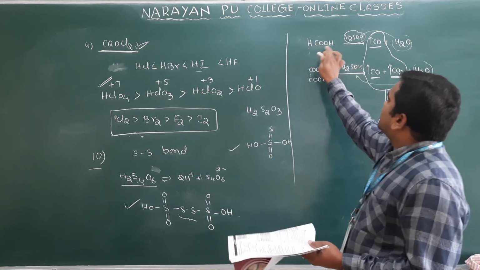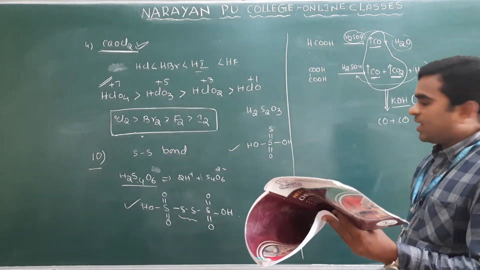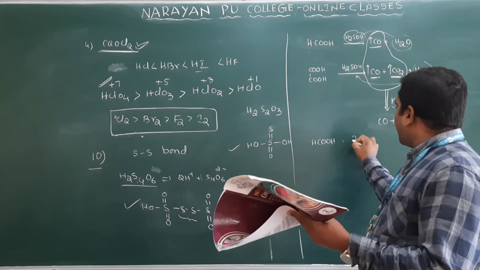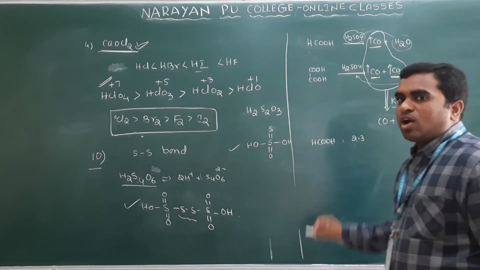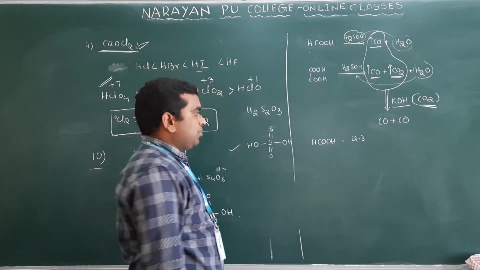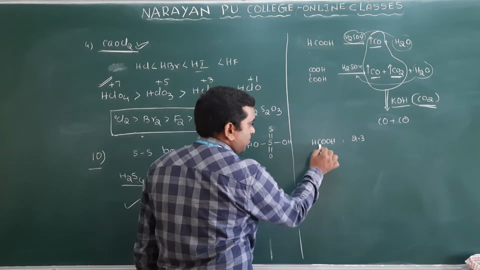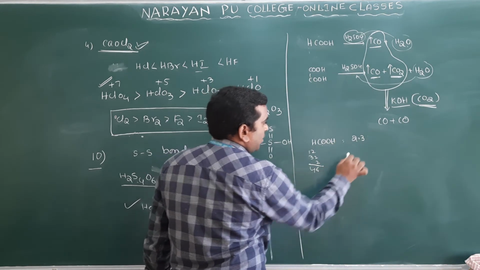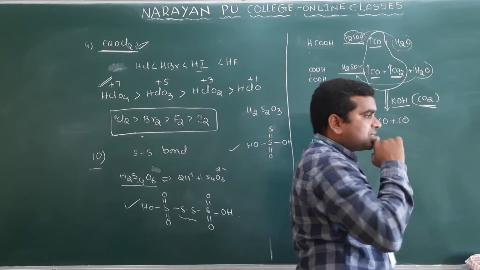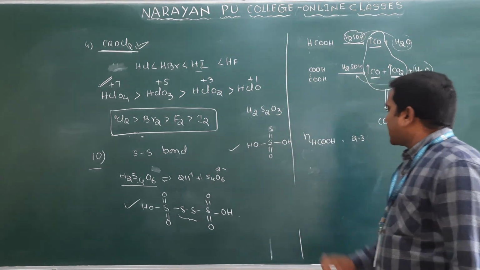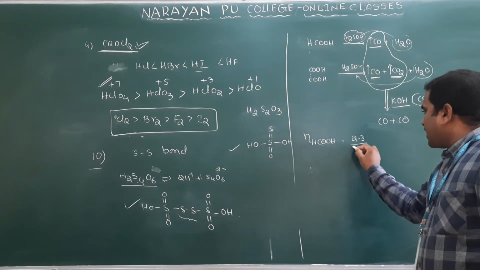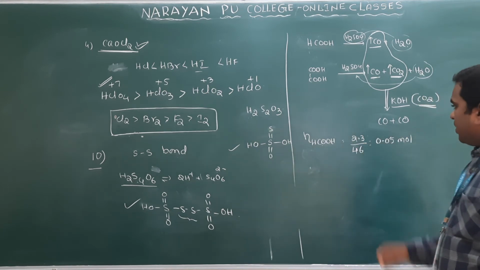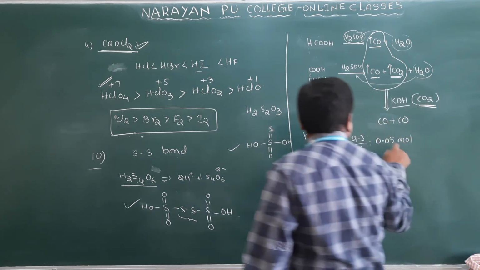You know that HCOOH, how many grams have they given here? HCOOH, they have given 2.3 grams. If you calculate the molecular mass, how much will you get? Carbon is 12, oxygen is 16 means 32, and 2, you will get 46. Clear? So the molecular mass here is 46. And how to calculate the number of moles? Weight by molecular weight, what will you get? 0.05 mole. Clear? So this is 0.05 mole.